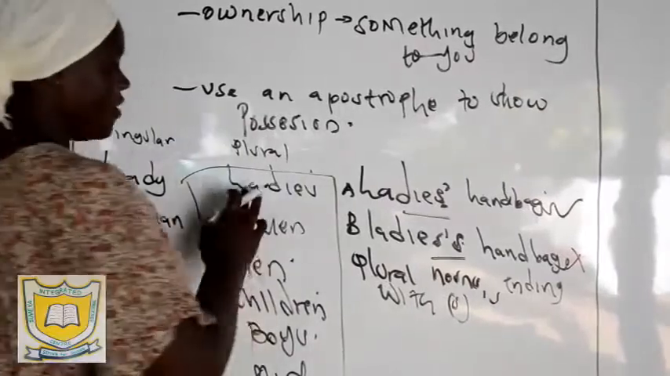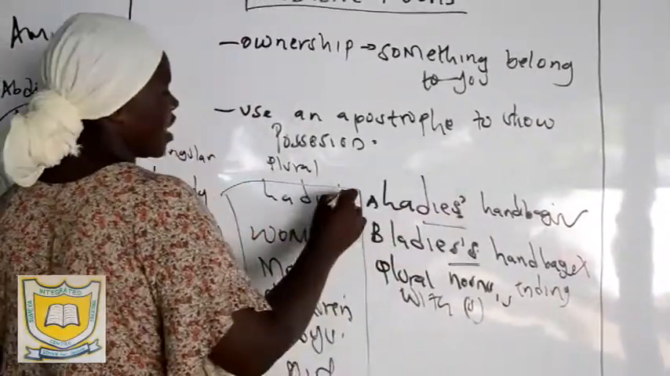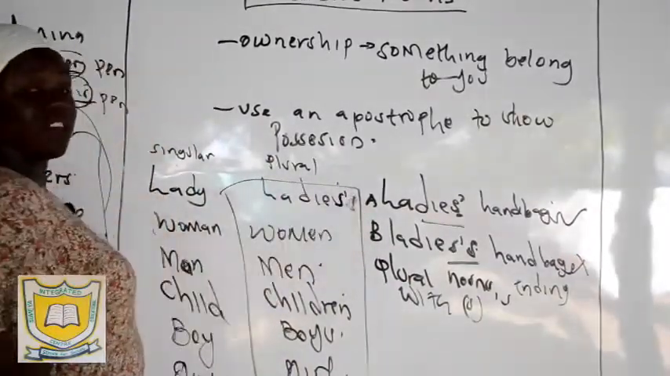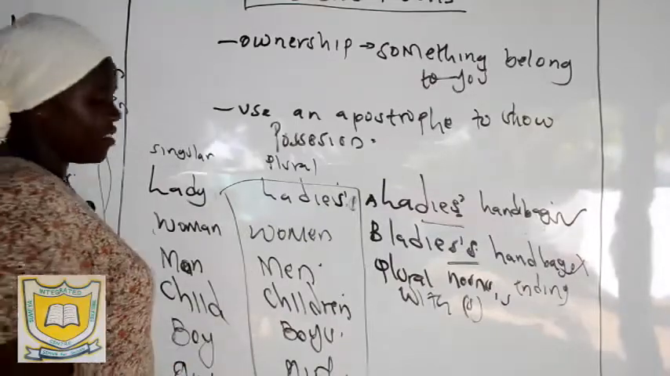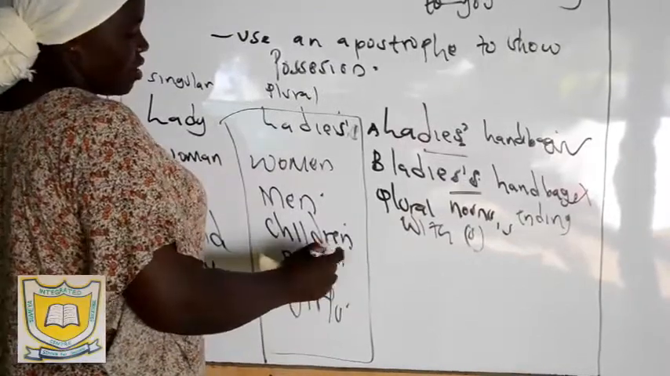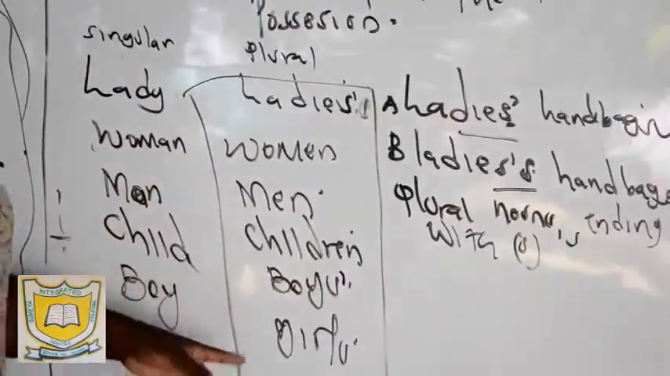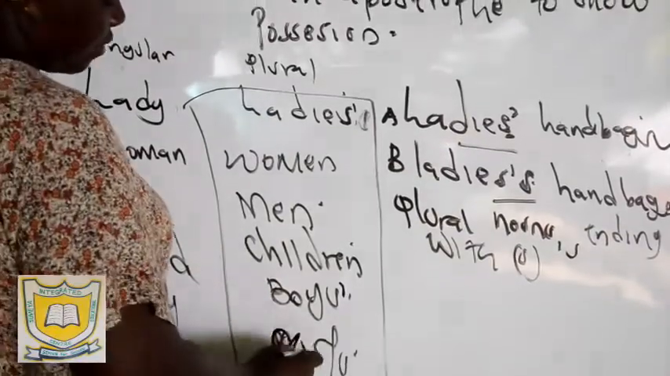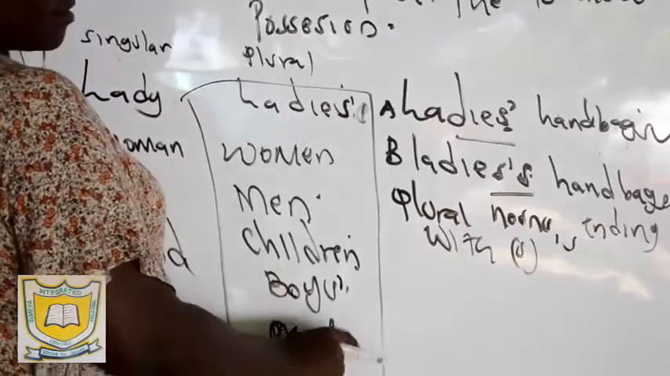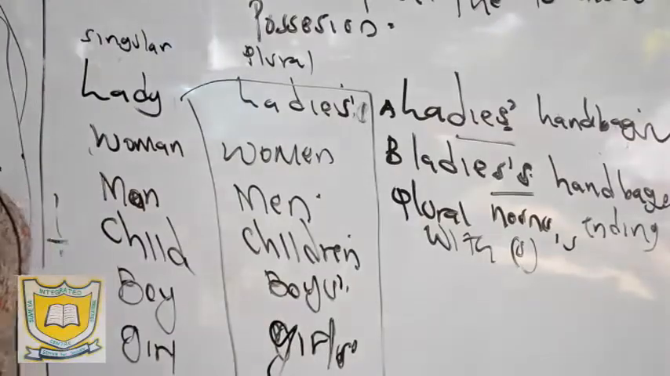For example, we have lady. In plural, we have ladies. So you have ladies' handbags. You simply add an apostrophe to show possession. You have boys, and you add an apostrophe to show possession. Boys' books. And then you have girl. Then if I want to show possession using girls, I'm simply having girls and then an apostrophe to show possession.